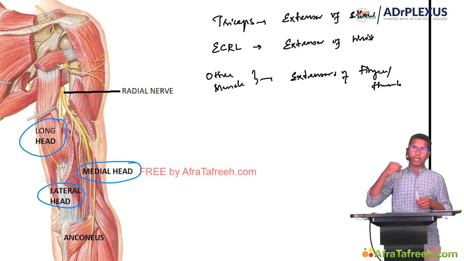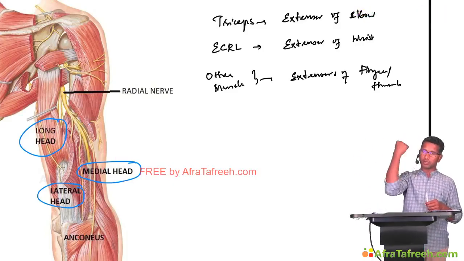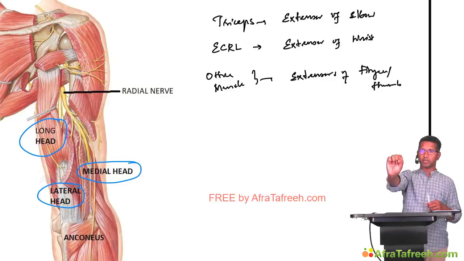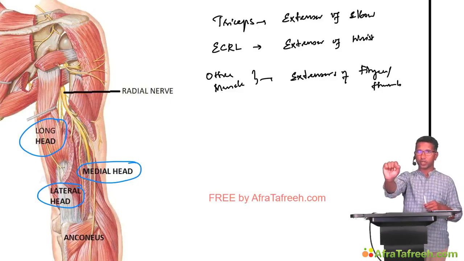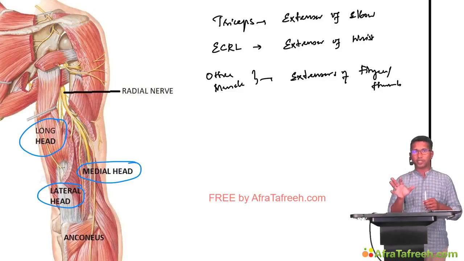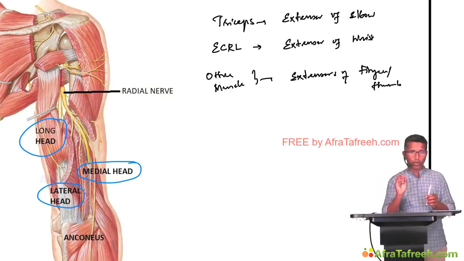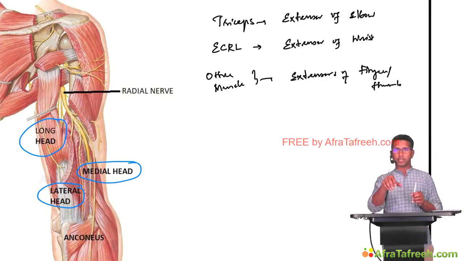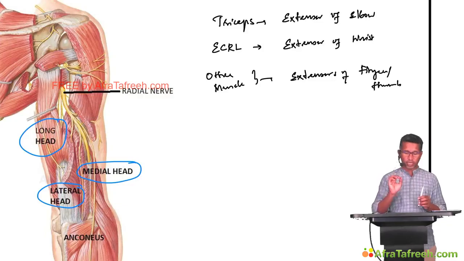Triceps helps in extension of the elbow joint. Extensor carpi radialis longus helps in extension of the wrist joint. Don't worry about supinator or anconeus, they have their own actions. The other extensor muscles help in extension of the fingers and the thumb.